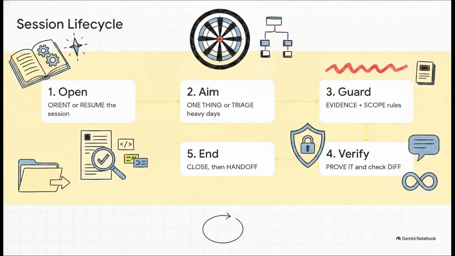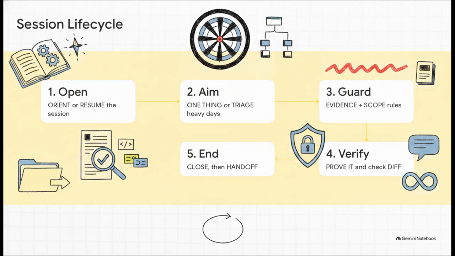Here is the big idea of this entire playbook, the mindset shift you need to make. You are no longer passively having a chat. You are actively managing an agent. Every successful session follows this exact macro-level path. First up, you open the session, really orienting the AI to what's happening. Then, you aim it. You give it a singular focus, or you have it triage a mess for you.